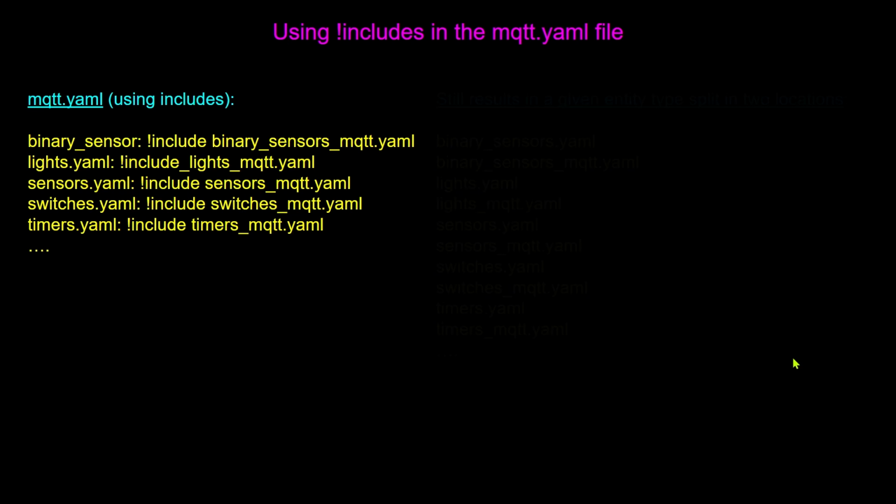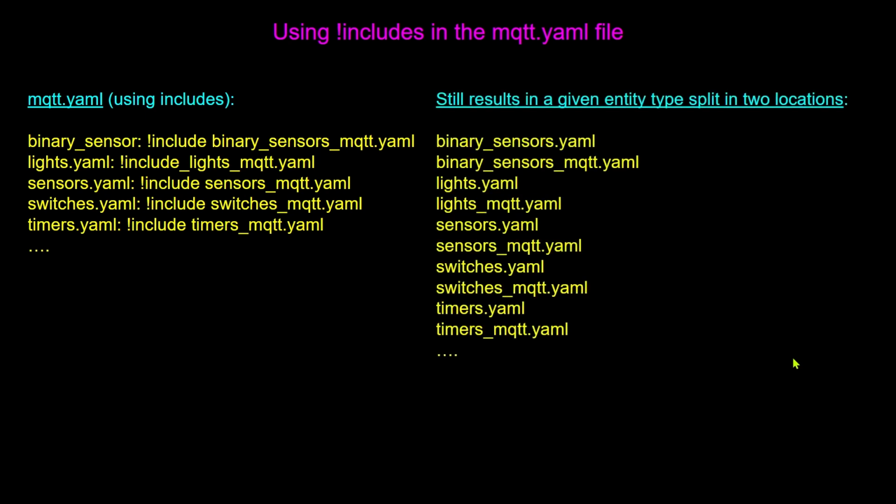But even doing that, I still end up with something like this. Now, every entity type, again, has two files, the non-MQTT version and the MQTT version. So I still have to potentially search two different files to find an entity if I can't remember whether it's an MQTT entity or not.